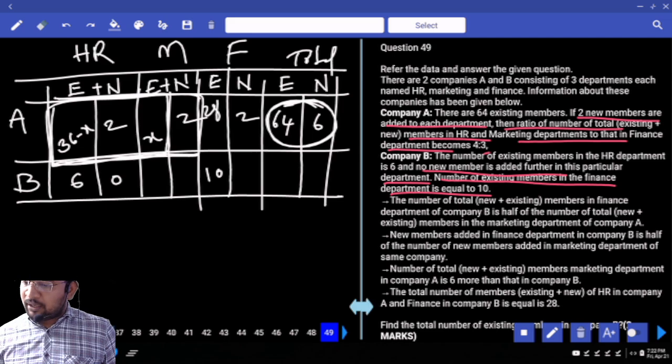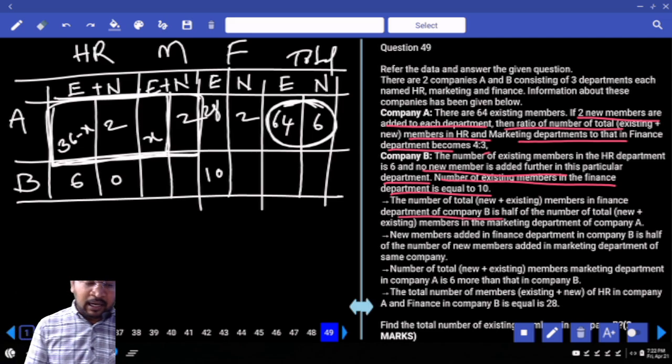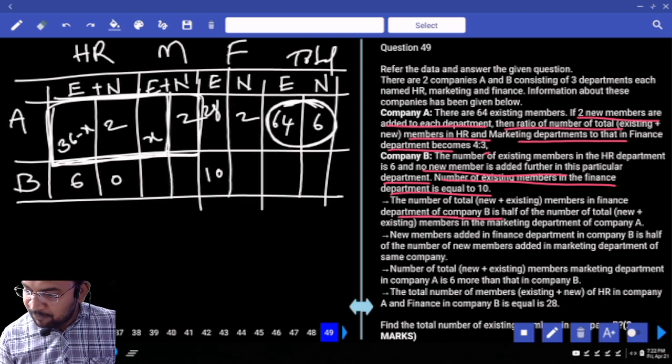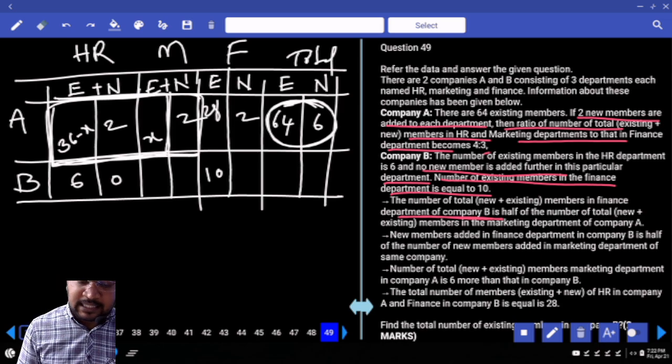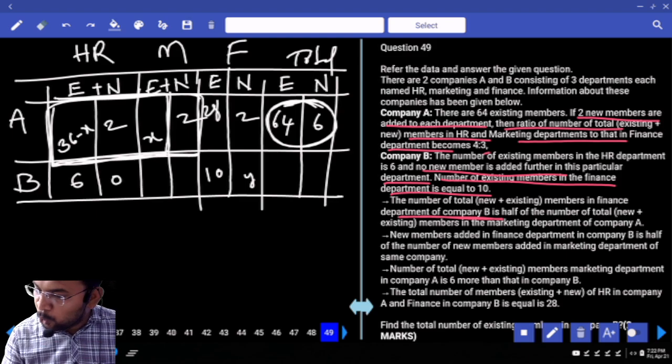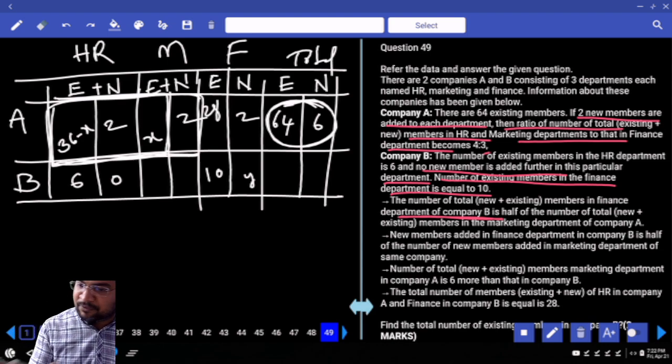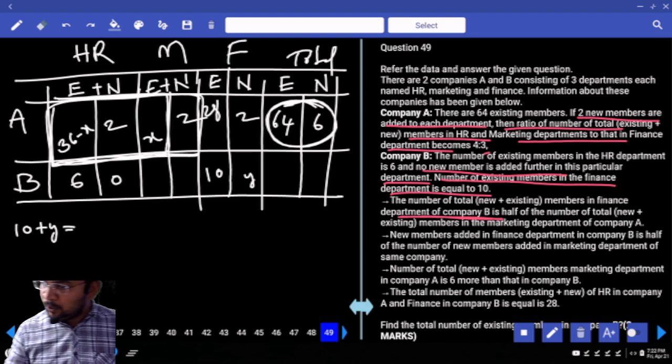The number of total existing plus new members in the finance department of company B. Company B finance department, we don't know, right? If we assume the new members in finance department in company B is some Y, then the total number of members in the finance department of company B is 10 plus Y. Are you clear? This is equal to what?